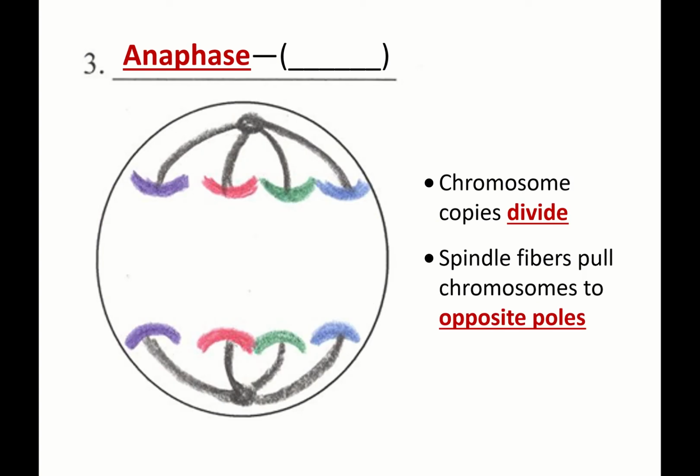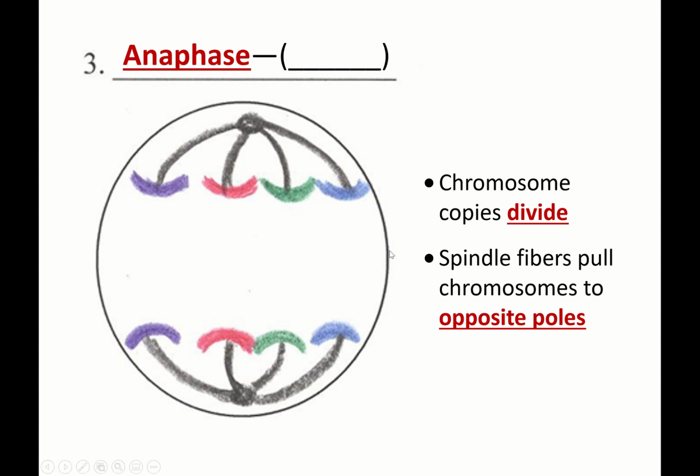Our next one is anaphase. Anaphase, I think of apart or away. So anaphase, things move apart from each other. The chromosome copies divide. Remember, these were sister chromatids. The 2 blues were, the 2 greens were, they were sisters. They've been pulled apart, and the spindle fibers are pulling them to opposite sides of the cell.